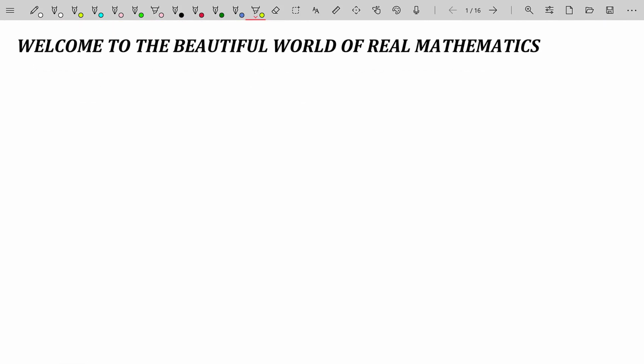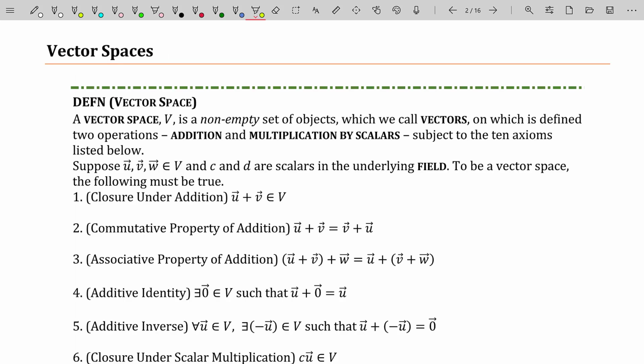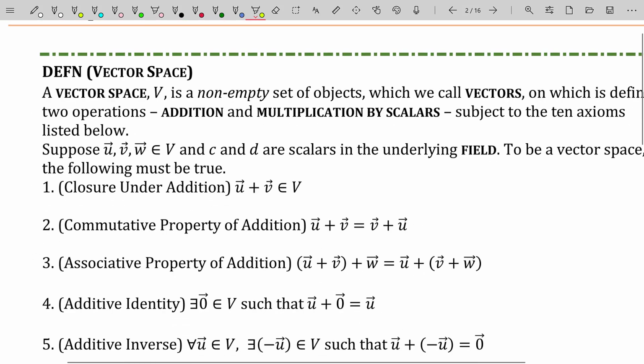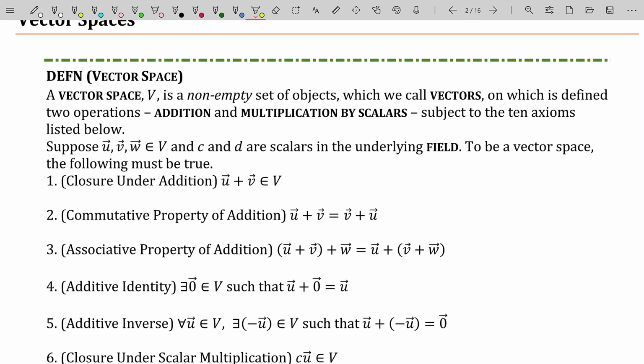Everything you've learned up to this point really relies upon the 10 axioms we're going to lay down in this video. Now, going back to our page on vector spaces, let's go ahead and define what a vector space is. And I'm going to read this very first paragraph and then go back through and talk about pieces of it. So, a vector space V is a non-empty set of objects, which we will call vectors, on which is defined two operations, addition and multiplication by scalars. These are subject to the 10 axioms listed below.